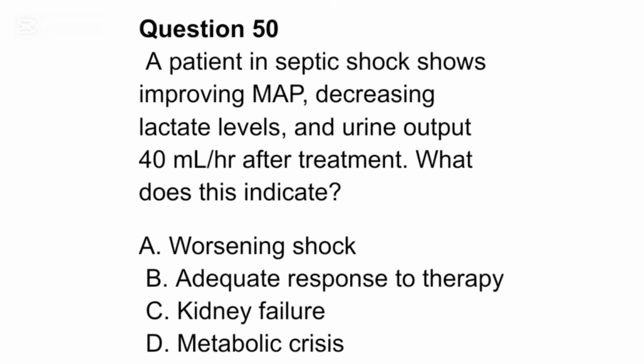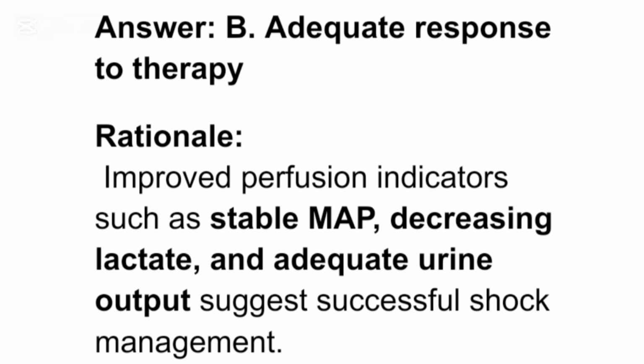Question 50. A patient in septic shock shows improving MAP, decreasing lactate levels, and urine output 40 milliliters per hour after treatment. What does this indicate? A. Worsening shock. B. Adequate response to therapy. C. Kidney failure. D. Metabolic crisis. Answer: B. Adequate response to therapy. Rationale: Improved perfusion indicators such as stable MAP, decreasing lactate, and adequate urine output suggest successful shock management.